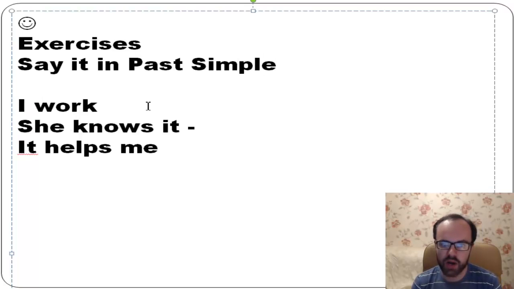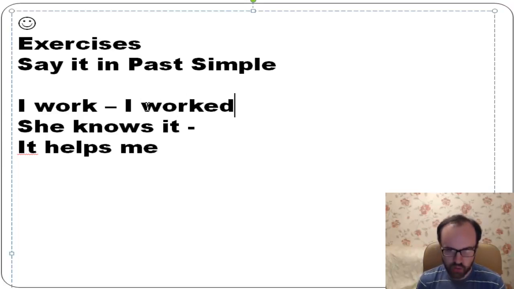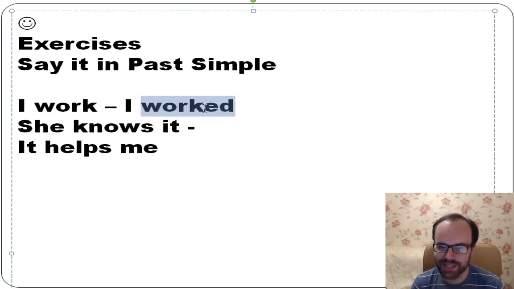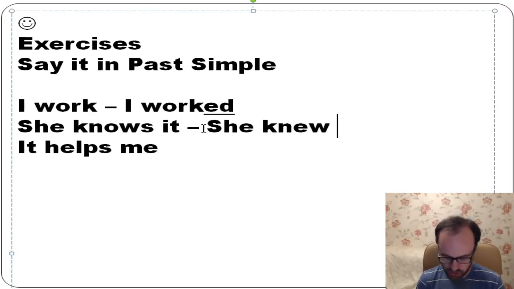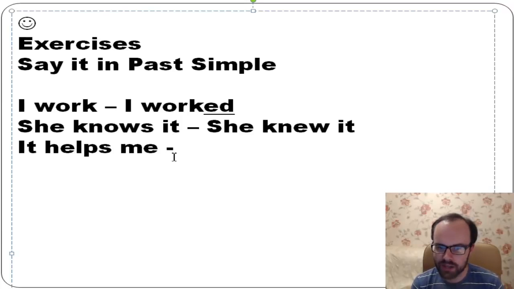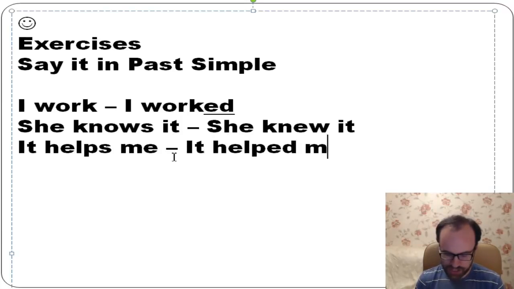Okay. So I work. Work is a regular verb. You add ed. You say I worked. She knows it. Know is an irregular verb. Know, knew. She knew it. It helps me. This verb is regular. So it helped me.